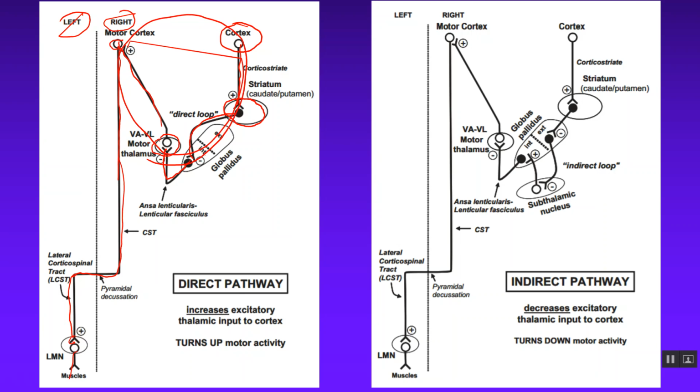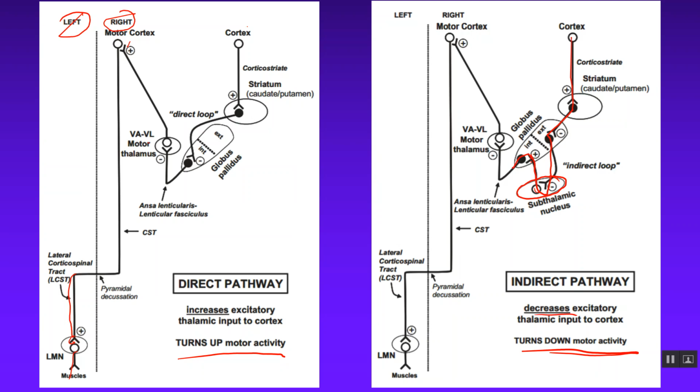And that's showing you those positive and negative connections between each of those. And so this is the direct pathway. This increases excitatory thalamic input to the cortex, turns up motor activity. Then here's the indirect pathway. So here they are showing you the subthalamic nucleus right there. And this is showing you more indirect connections because you add a couple extra connections. And when you add up all those pluses and minuses, the net effect is turning down or decreasing excitatory thalamic input to the cortex.